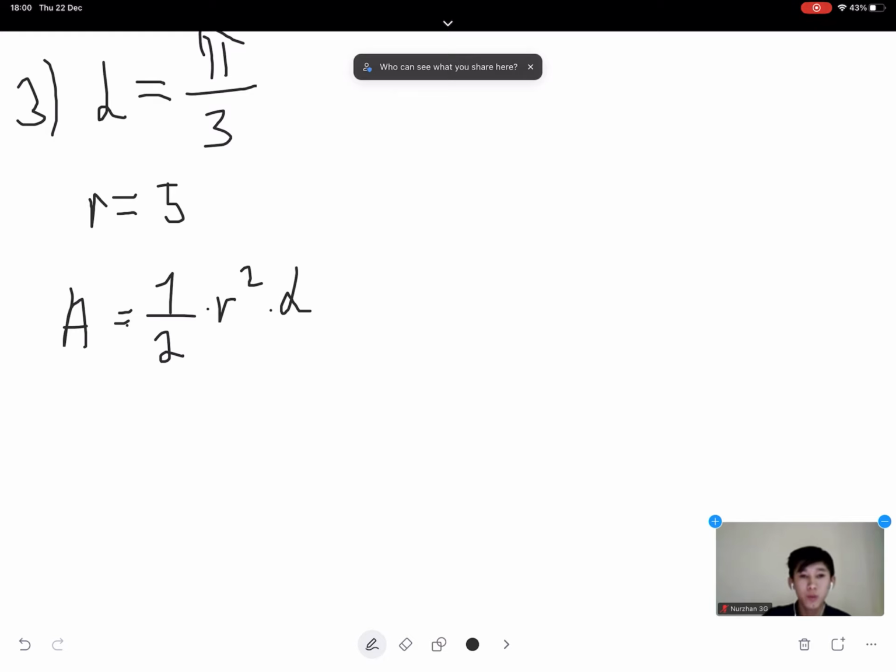In this question, we are told that an arc has a measure of pi over 3 radians and a radius of 5. This is equivalent to saying that the sector subtends an angle of pi over 3 radians, and the radius is 5.